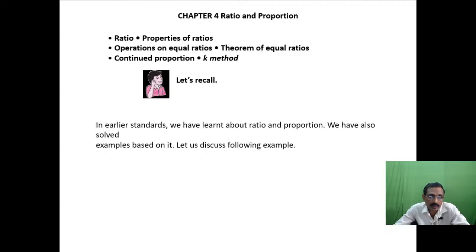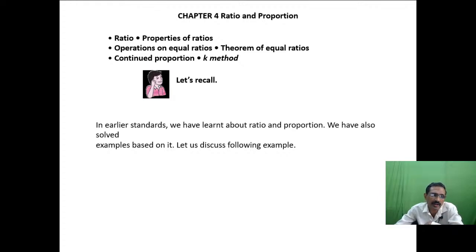Today we will be doing Mathematics 1, and in Mathematics 1 we are going to take chapter number 4, Ratio and Proportion. Now in this chapter, what are the contents which we are going to cover? Ratio, the properties of ratio, the operations on equal ratios, theorem of equal ratios, continued proportion, K method.